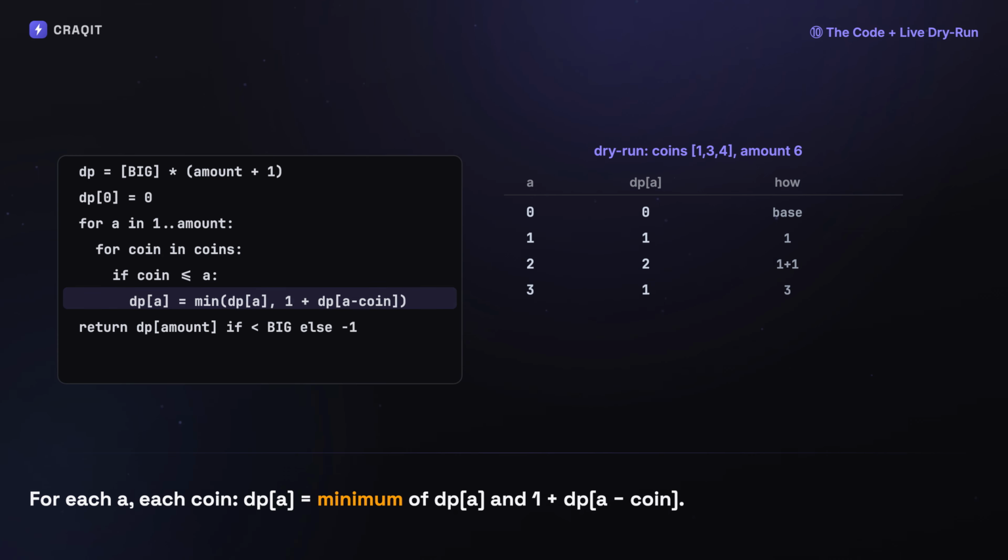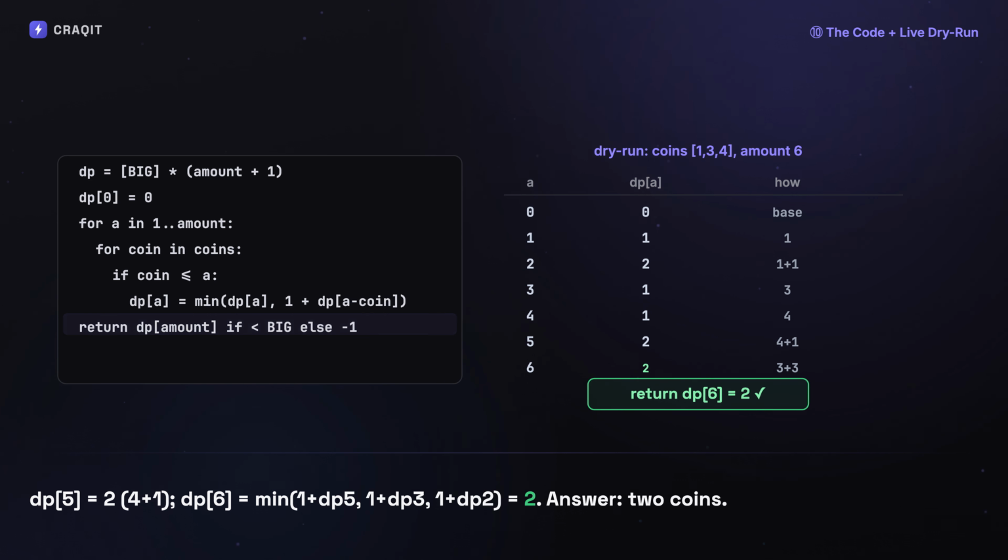Now the dry run, coins 1, 3, 4, amount 6. dp of 1 is 1. dp of 2 is 2. dp of 3 is 1, a single 3. dp of 4 is 1, a single 4. dp of 5 is 2, a 4 plus a 1.